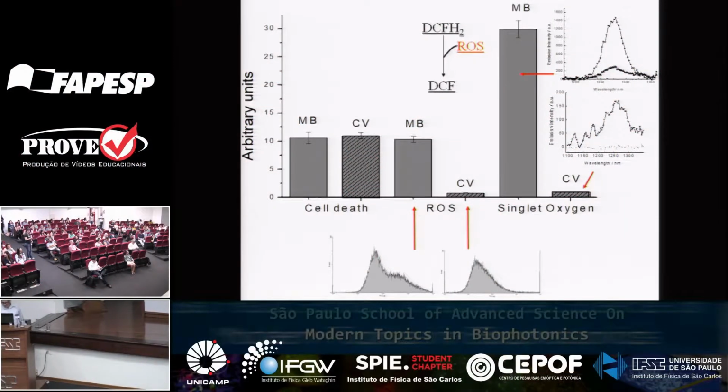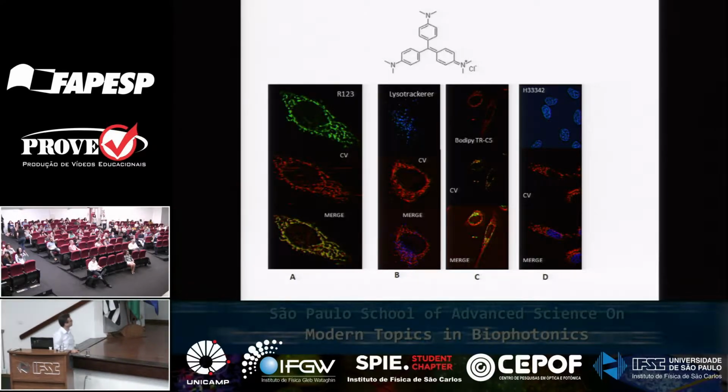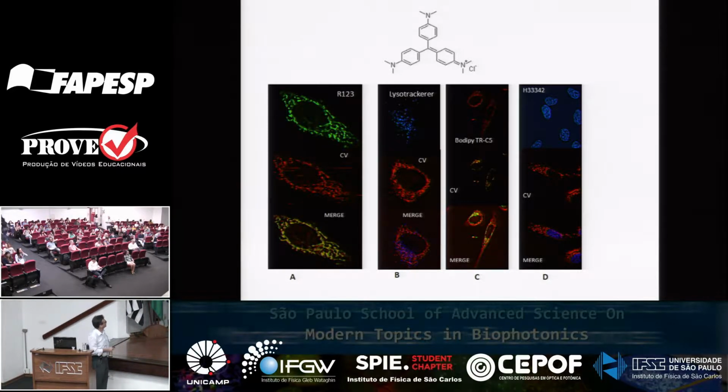Exactly, that's what Carla did. Carla Colum, she was working with me at that time. So she did a lot of co-localization protocols. So this is crystal violet emission, this green one. She used rhodamine 123 that targets mitochondria. She puts one over the other: 100% co-localization. So all this dye, it's not a lot of dye, it's a small concentration, but it's all inside mitochondria, okay?